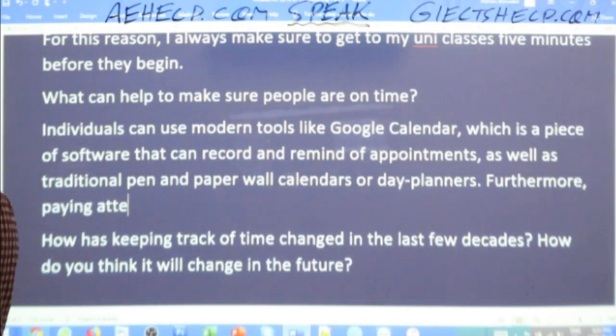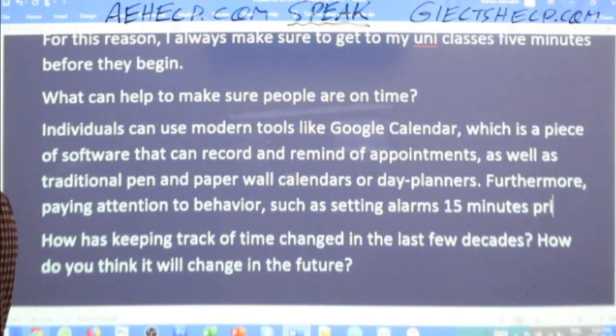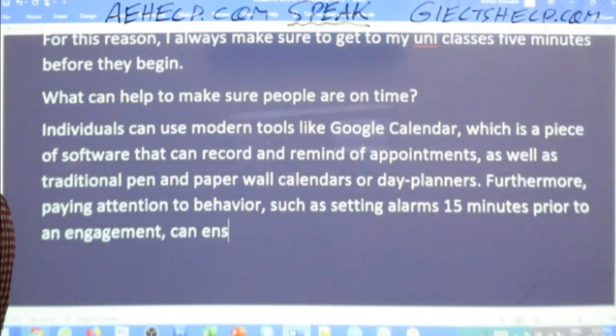paying attention to behavior such as setting alarms 15 minutes prior to an engagement can ensure that a person is prompt.